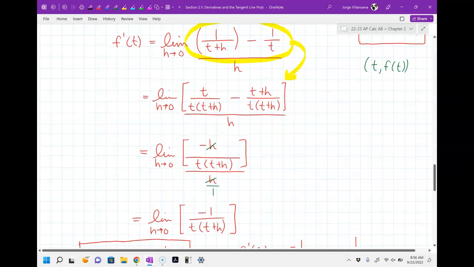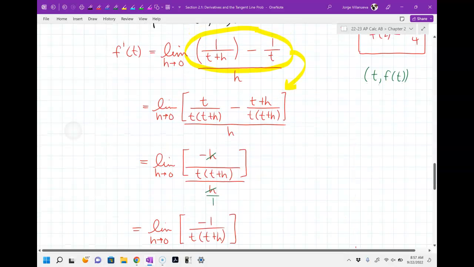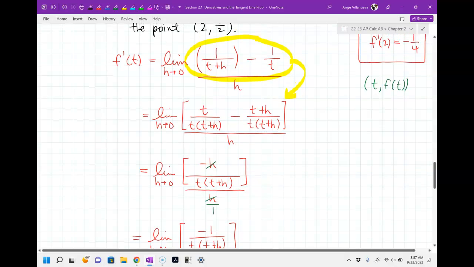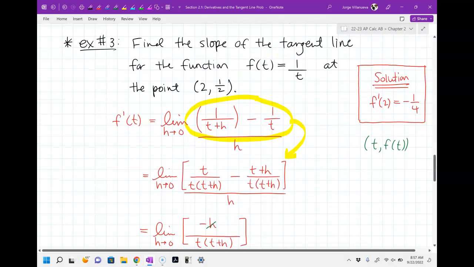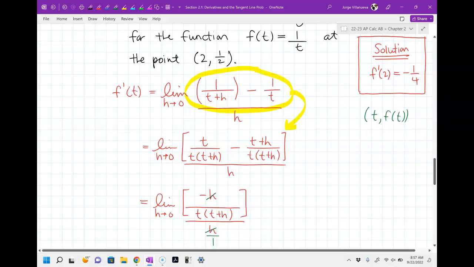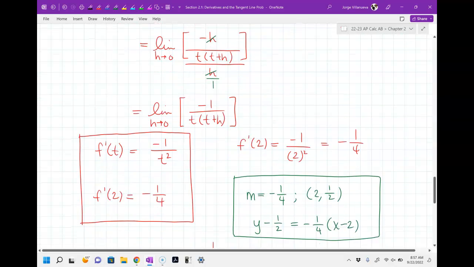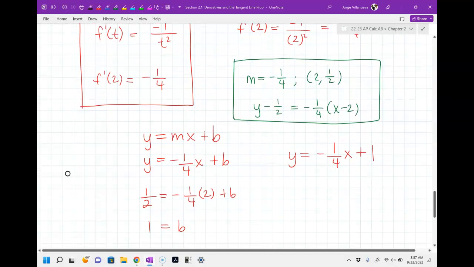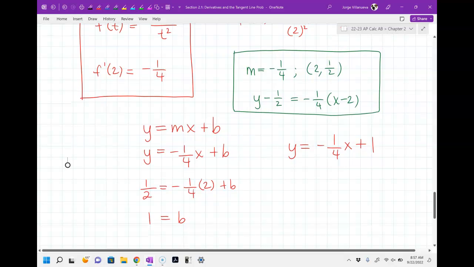So let me show you something real quick, okay? Right now, I'll go back to this problem. This is a question from calculus, okay? You guys do not have to write this down. Don't worry about it. Find the slope of a tangent line for a function f of t equals 1 over t at the point 2, 1/2, right? So you can see us working through all the work, etc. We went all the way through it, and look what pops up at the very end.